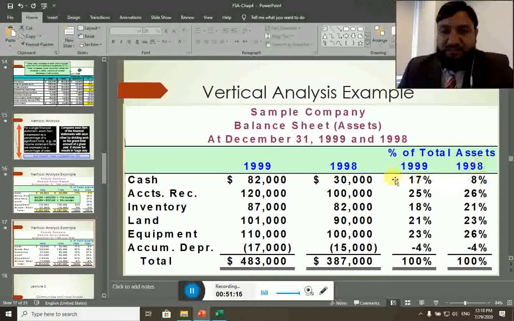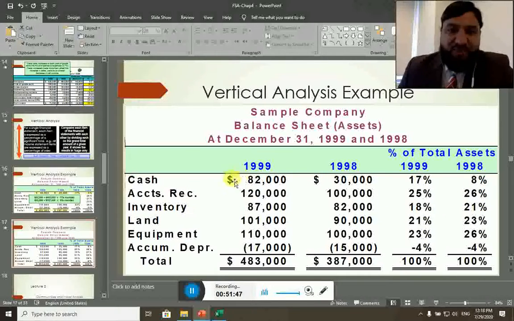You can see here the same operation is carried out for all the items. 120 divided by 483,000 multiplied by 100, we get 25%. 87,000 divided by 483,000 multiplied by 100, we get 18%. Same is the case for all. Similarly for 98, 100,000 divided by 387,000 multiplied by 100 equals 26%, right? So it's carried out for all of them.